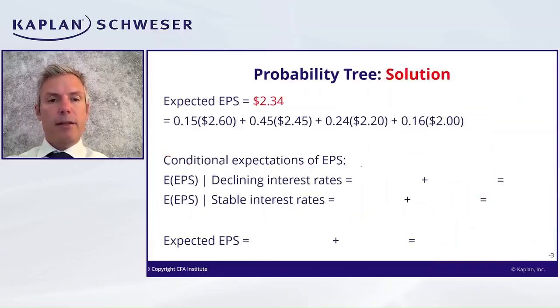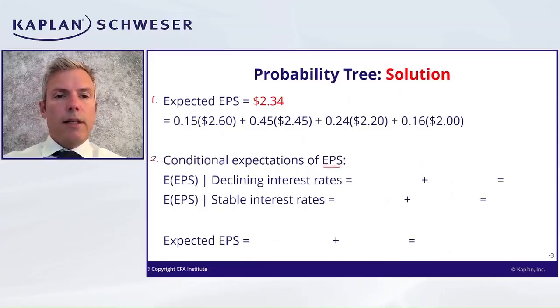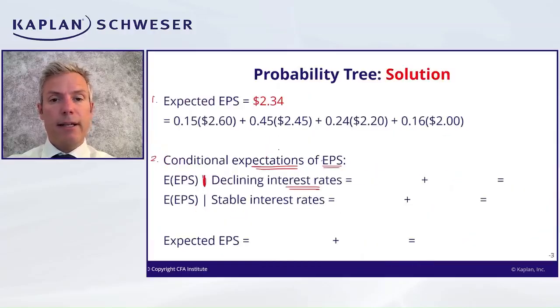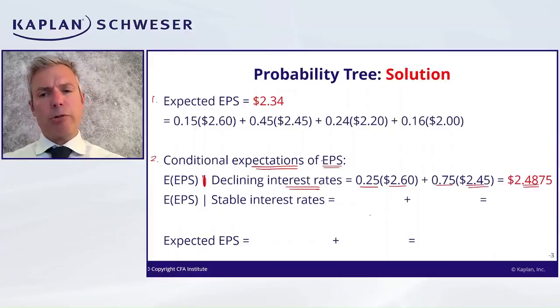As you'll see, as we go through the answer, that's answering question 1. For question 2, the conditional expectation of EPS, given that interest rates have declined, we're going to stand here, and it's going to be 0.25 lots of 2.60 and 0.75 lots of 2.45. That's our expectation now, given we're standing here, interest rates have declined. So that's where these numbers come in. See how important it is to have the tree as a frame of reference.